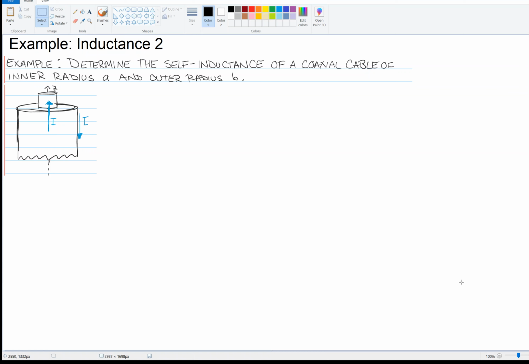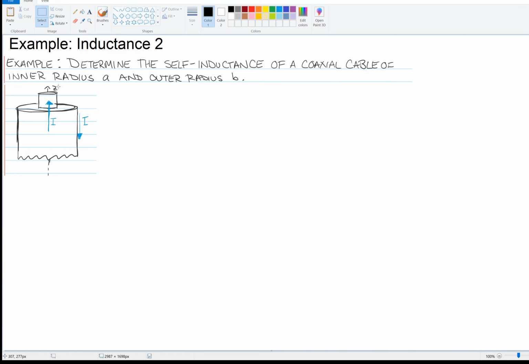Alright, we've been talking about inductance. I've got an example here of our good old friend, the coaxial cable. In this example, we're going to determine the self-inductance of a coaxial cable of inner radius a and outer radius b.